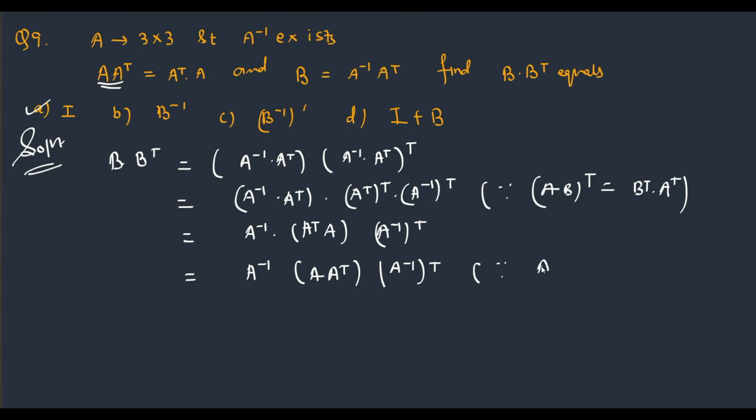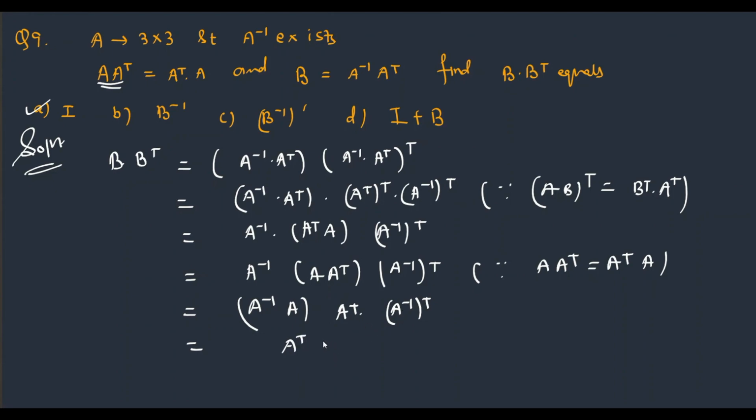So here, given that A transpose is the same as A transpose A. Okay, now we can write A inverse A, these two, then we have A transpose, and then A inverse its transpose. So A inverse A is nothing but I into A transpose, again we have A transpose.